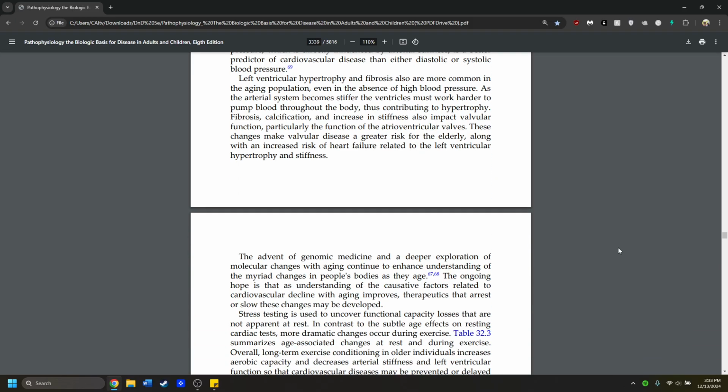Left ventricular hypertrophy and fibrosis also are common in the aging population, even in the absence of high blood pressure. As the arterial system becomes stiffer, the ventricles must work harder to pump blood through the body, thus contributing to hypertrophy. Fibrosis, calcification, and increase in stiffness also impact valvular function, particularly the function of the atrioventricular valves. These changes make valvular disease a greater risk for the elderly, along with an increased risk of heart failure related to the left ventricular hypertrophy and stiffness.